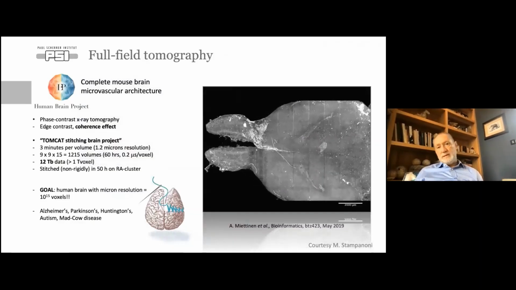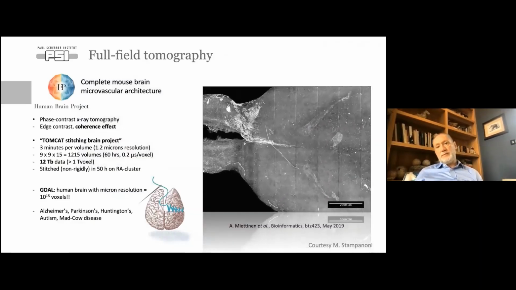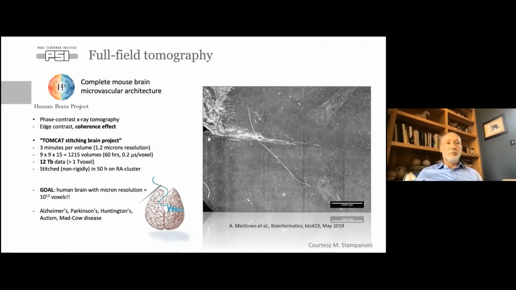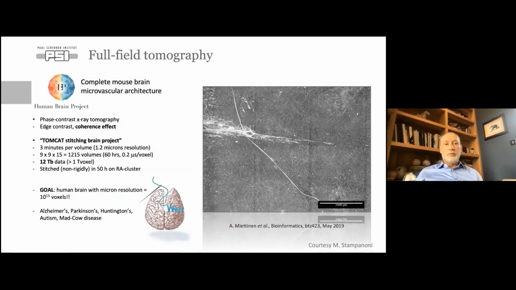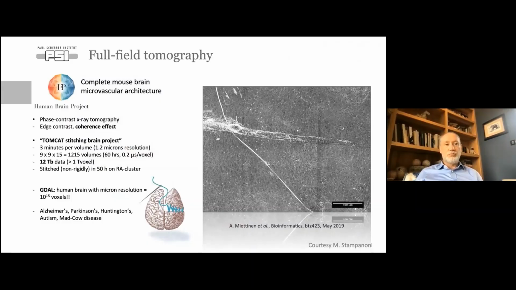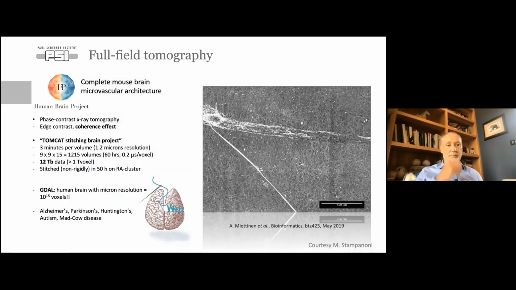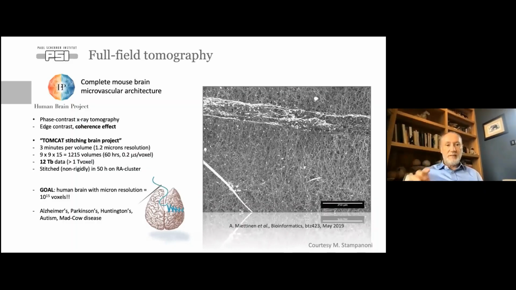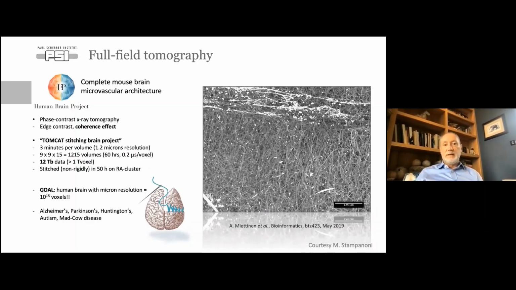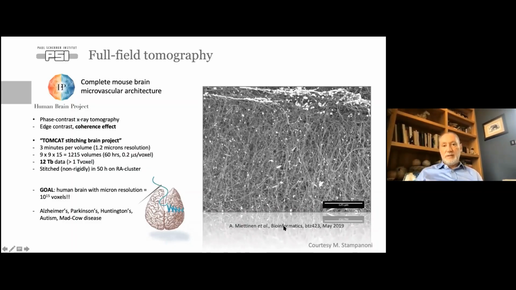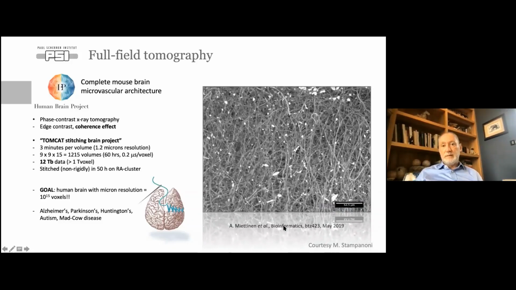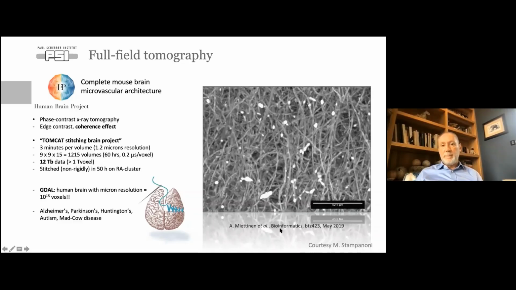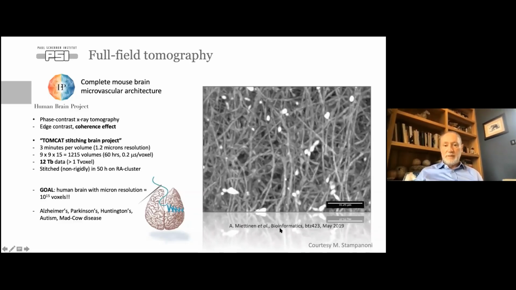This is a beautiful video recorded through TOMCAT of this full field tomography of a mouse brain, which was made possible through a so-called stitching algorithm, where one takes smaller volumes and then stitches them together in a flexible manner. And this research is reported in this paper here.